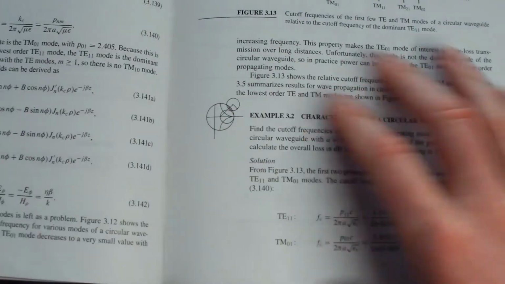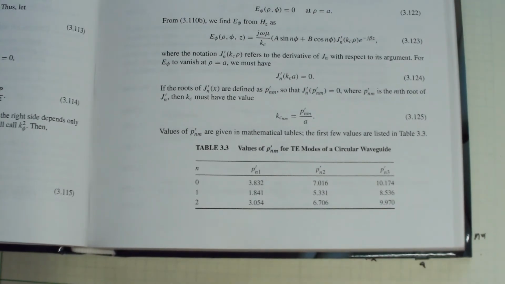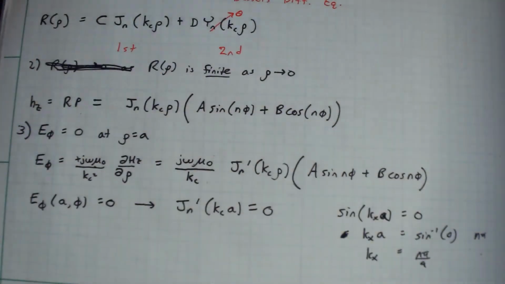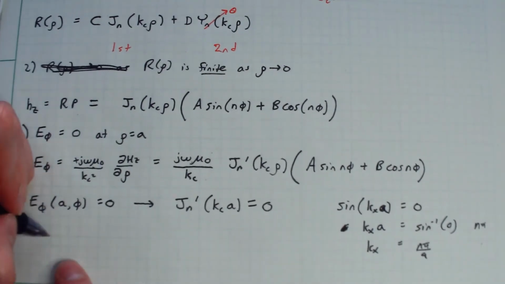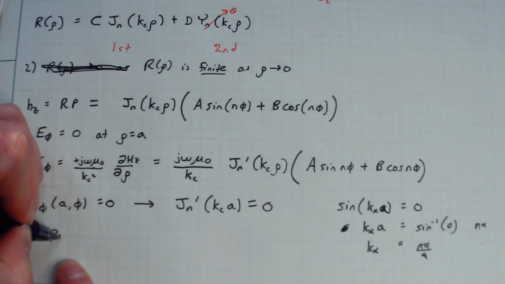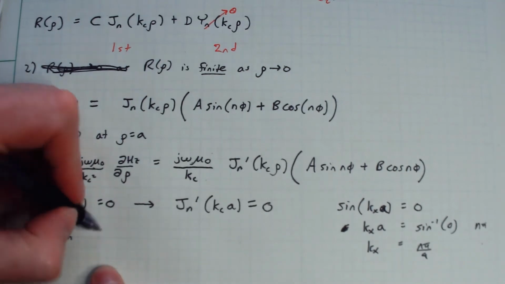You just pop open the textbook here. Where's that page? There it is. So these are the zeros to the derivatives of the Bessel function, which we'll write down here. With a simple notation, your book calls this P sub nm, representing the nth zero for the nth order of a Bessel function.